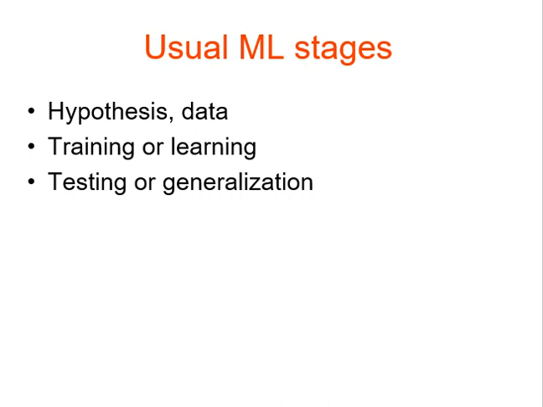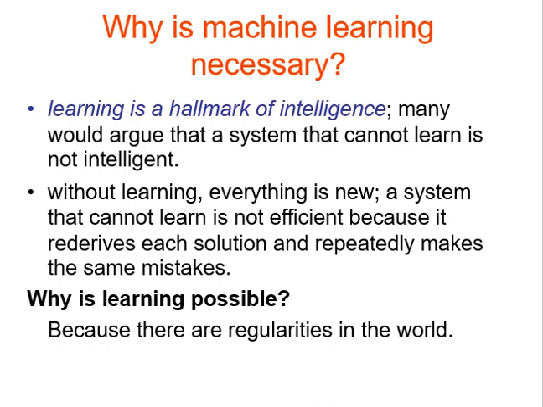So now let us see why machine learning is necessary. Learning is a hallmark of intelligence. Many would argue that a system that cannot learn is not intelligent. And then without learning everything is new. We can consider a student entering into a academic year newly. He will learn nothing, but after learning he will gain more knowledge. So same will work for a computer also. A computer also learns everything from the past data and will work according to it.